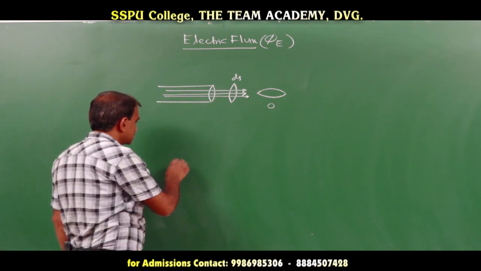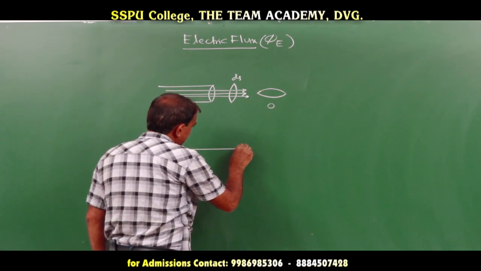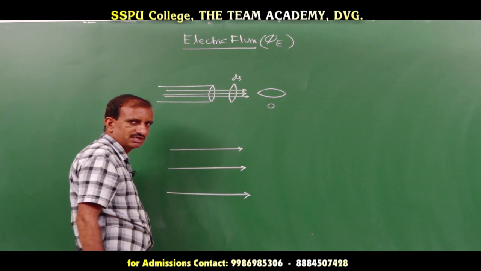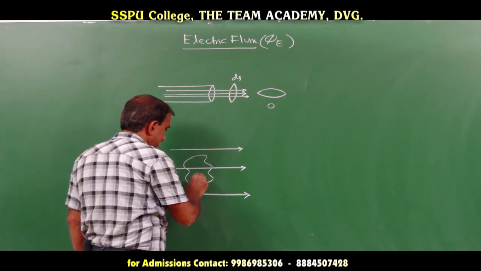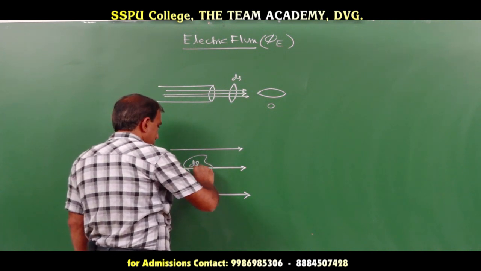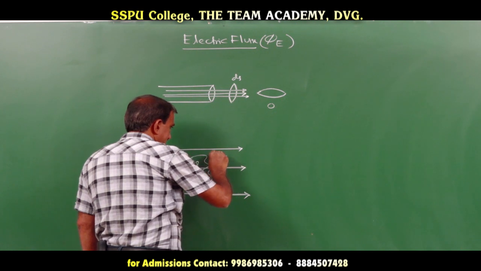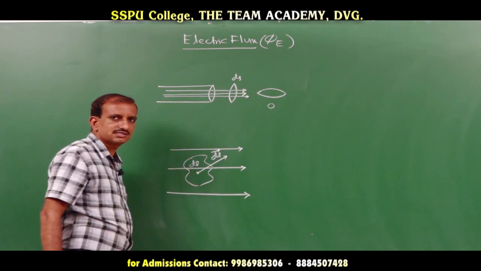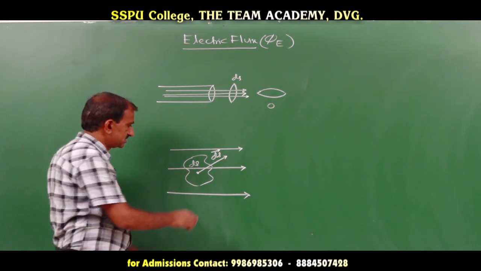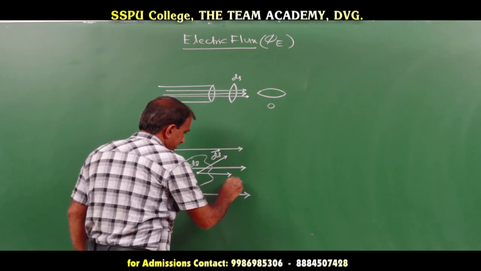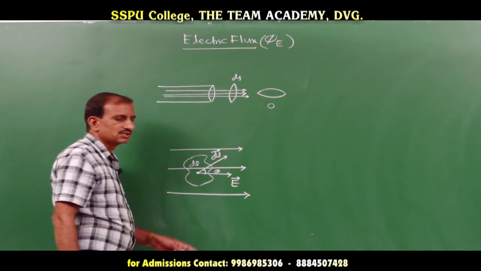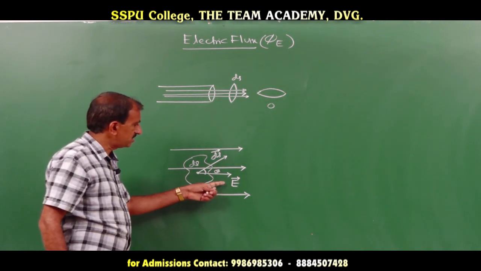Similarly, let us consider a surface area ds in an electric field. Suppose this is an electric field, and this is a surface area ds. This vector is known as the area vector. The area vector is always perpendicular to the surface area ds. This is the electric intensity vector, and theta is the angle between the electric intensity vector and the area vector ds.